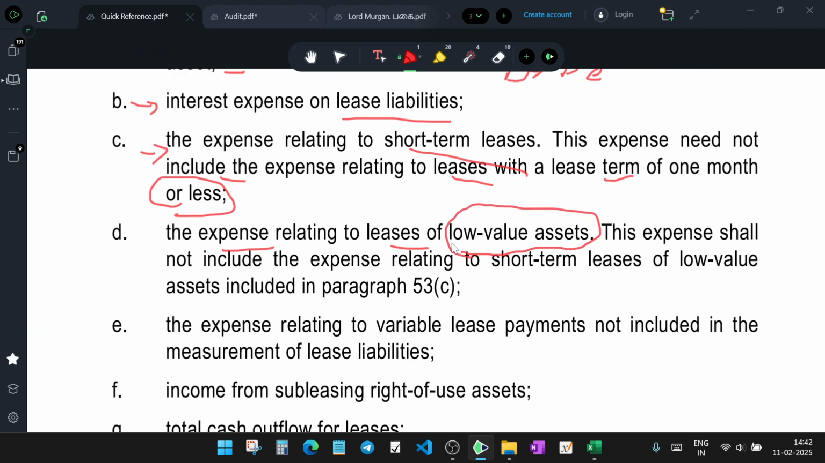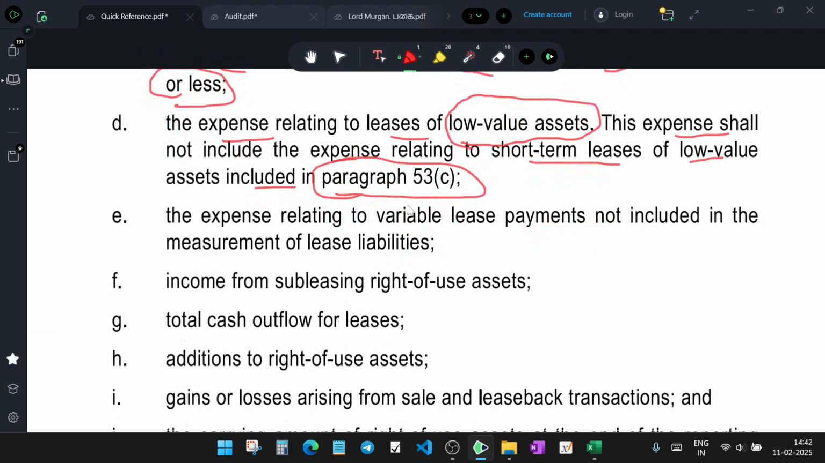Low value asset and all directly complete expense. Though this is a low value asset we leased and that is charged, and the expenses we need to disclose it. The expense shall not include expense relating to short-term lease of a low-value asset, including paragraph 53(3). Does not include that. Expense relating to variable lease payment, not including measurement of lease liability.